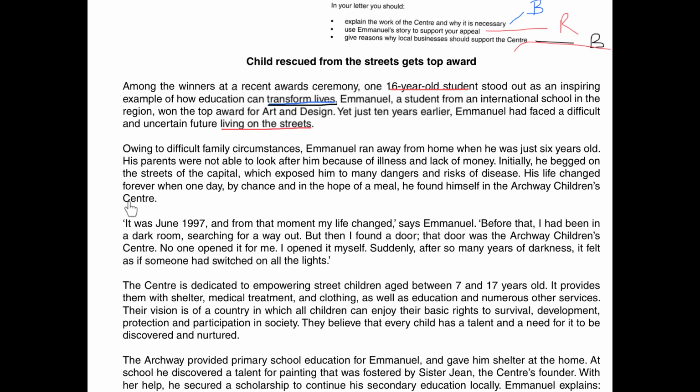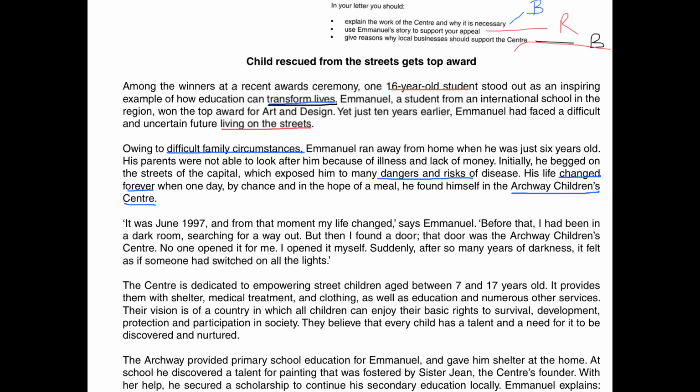Okay, well, we'll go back to blue, and I now know the name of the centre, so I'm going to underline that. Is there anything else about why it's necessary? Well, possibly to help young people avoid dangers and risks, and in order to change people's lives. So change lives forever, I'm going to have that. And also because people have difficult family circumstances, so there's always going to be a need, so I'll have that.